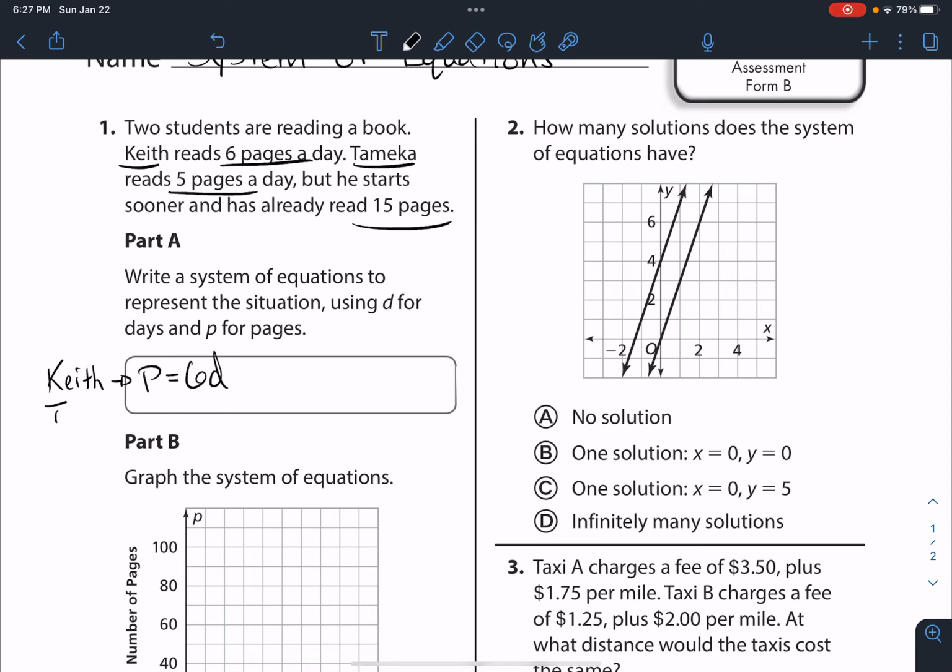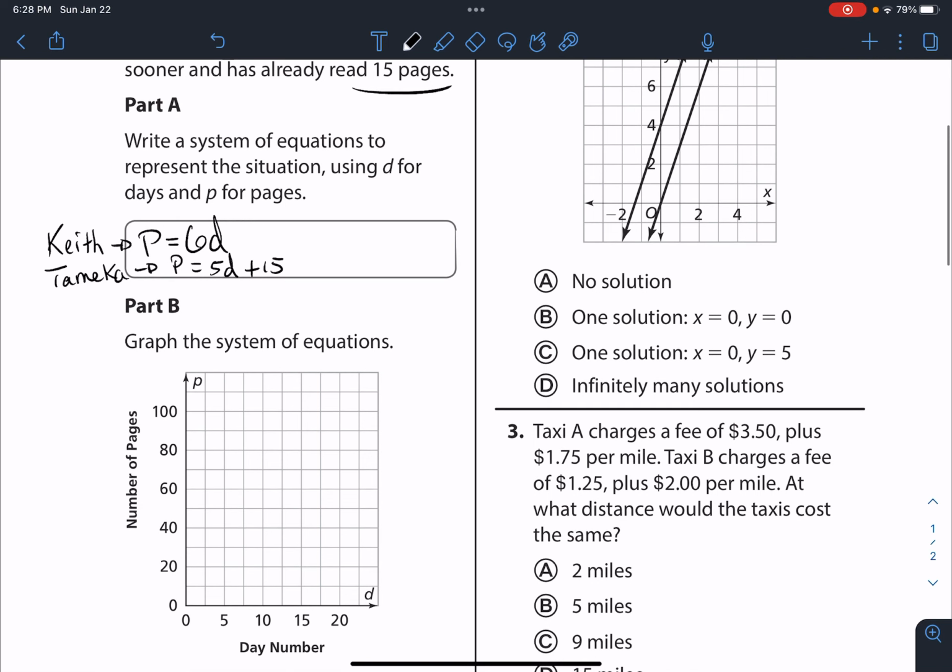And then we have Tamika. She would be P pages equals 5 pages per day, plus the 15 that she had already read. So it says graph the system of equations. It's up to you how you want to do that. I'm going to do it by hand, and you can do it however you want.